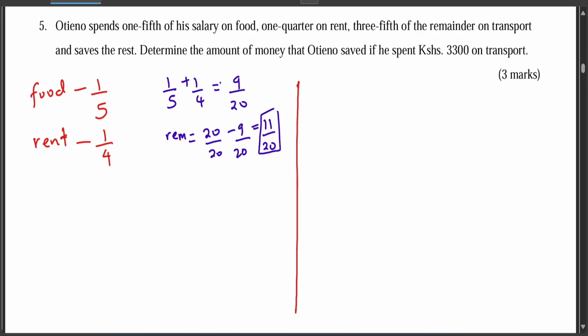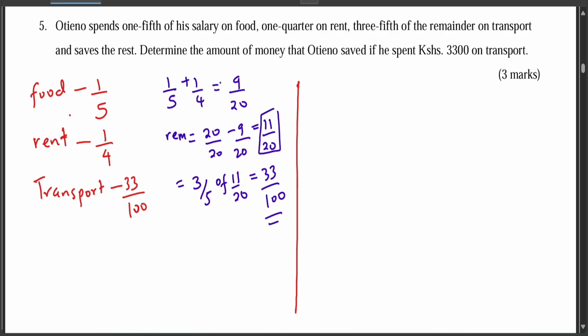So hiyo 11 out of 20, 3/5 yake ikatumiwa katika transport. So 3/5 of 11 over 20. So you just multiply. 3 times 11 gives you 33, and 5 times 20 is 100. So 33 over 100. So this is your transport. Your transport will be 33 over 100 and saves the rest.